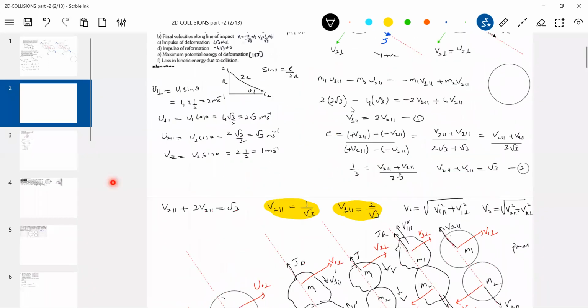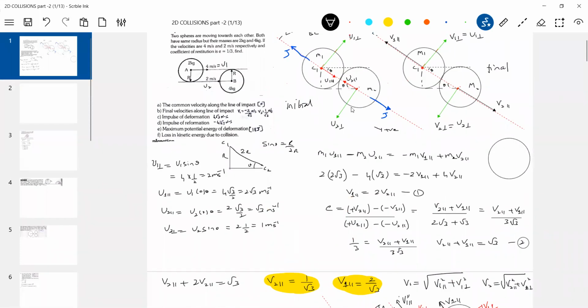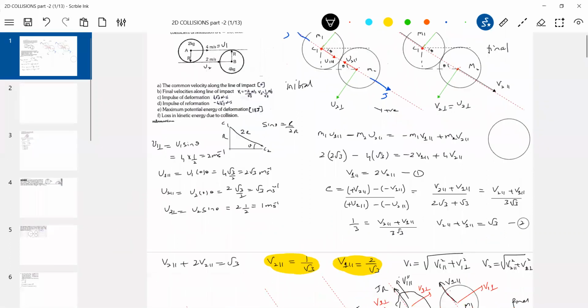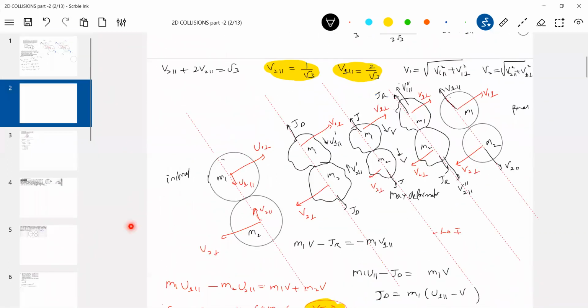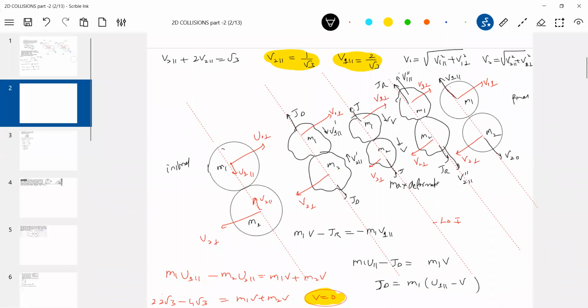After this, impulse of deformation, impulse of reformation, maximum potential of deformation. How to calculate this? The initial kinetic energy should be equal to the difference in kinetic energy between the initial and the maximum deformation. The difference of that will be converted into maximum deformation energy.